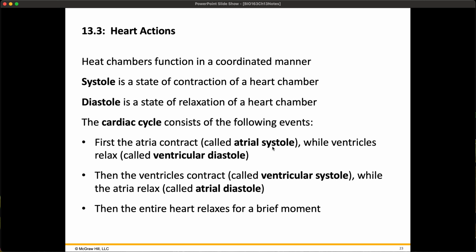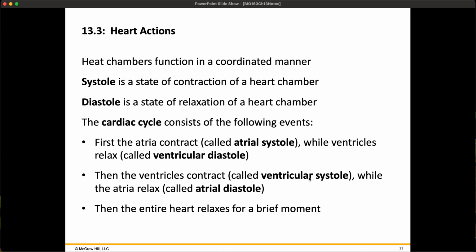So first the atria contract. That's atrial systole, while the ventricles relax, the ventricular diastole. These things can't happen at the same time. If the atria are going to be pumping their blood into the ventricles, the ventricles have to be in a relaxed state to be able to receive that blood. Then the ventricles are going to contract. The ventricular systole.